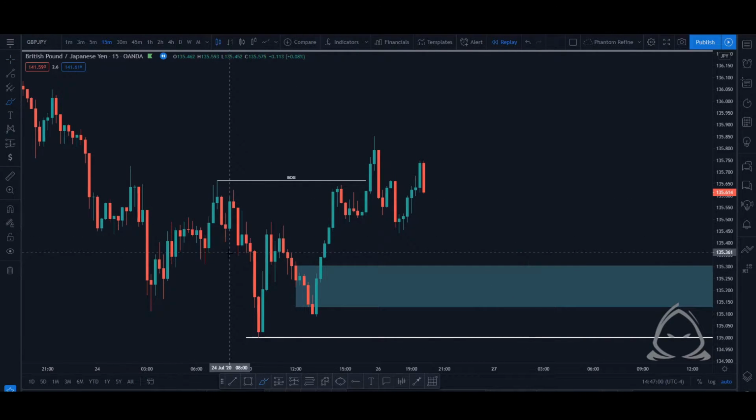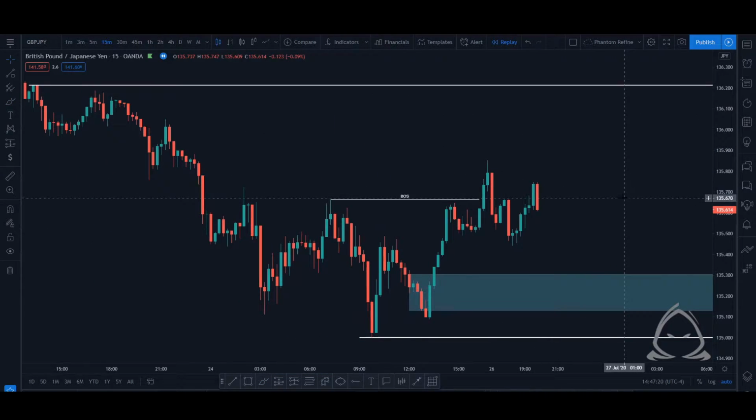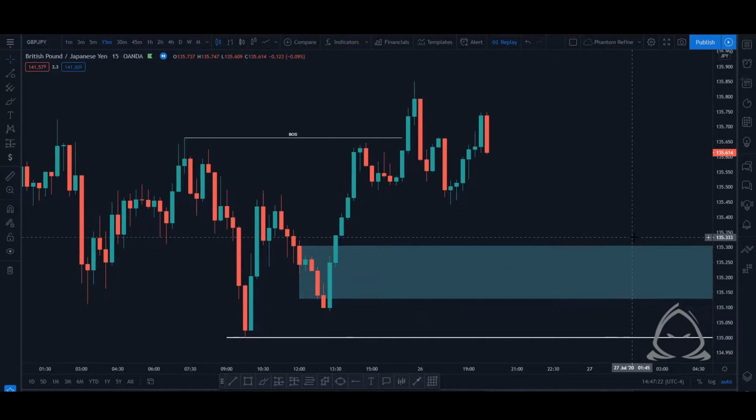So what we can see is price was putting in lower lows and lower highs, and effectively we created a high, we've now broken it, and more importantly we've broken this high, which aligns with the overall hourly high. We can see that even on a 15-minute chart the trend has changed to bullish.